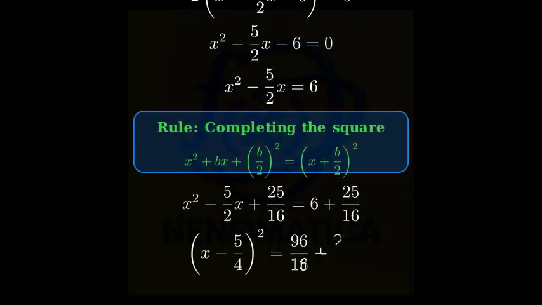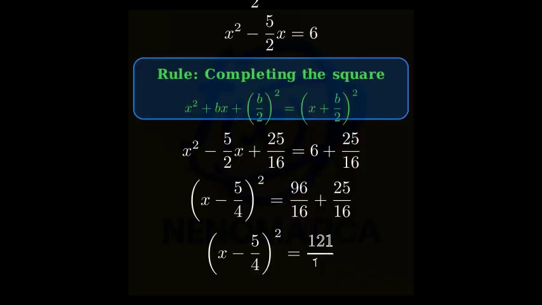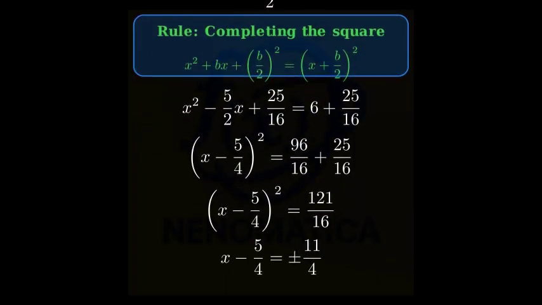Step 4. The left side is now a perfect square. Write it as the quantity x minus 5 fourths squared. On the right, write 6 as 96 over 16 and add to get 121 over 16. Step 5. Take the square root of both sides. The square root of 121 over 16 is plus or minus 11 over 4.